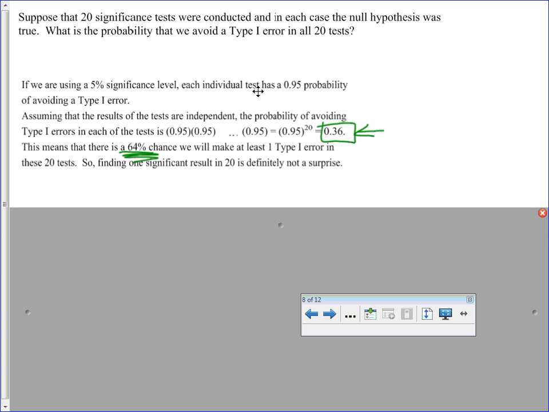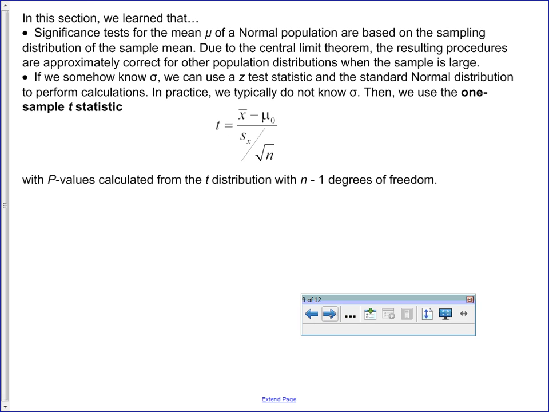And so finding one significant result in 20 is not a surprise. As a matter of fact, it's more likely than not. So that's basically it. And we're going to be doing a lot more hands-on stuff in class. This is just the end of the theory here for this unit.